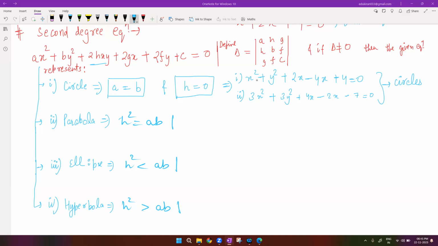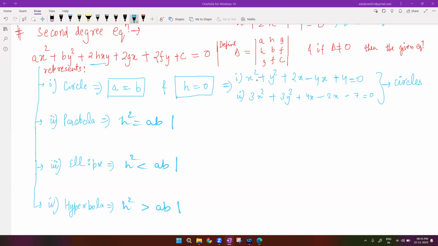I have just written the equation with proper information, and I have also mentioned these three cases, how to find out whether this is a parabola, ellipse, or hyperbola. For a circle, we have already discussed that the coefficient of x square must be equal to the coefficient of y square, right? And the coefficient of the xy term must be 0, right? And we have also discussed some examples for this. And we don't need to check delta, by the way.